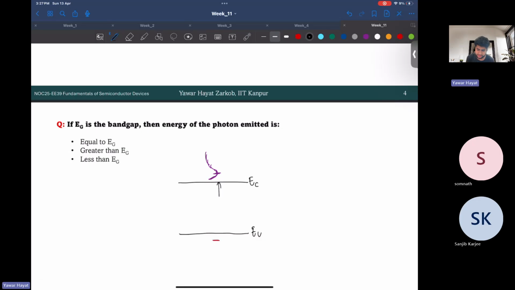So this is Eg, and then this and this. If we now say, how would they recombine? Your electron and hole, for them to recombine, we need this much energy, which would be the energy of the photon emitted, right? h nu. And clearly it's greater than Eg, right? Can we explain one more, sir?